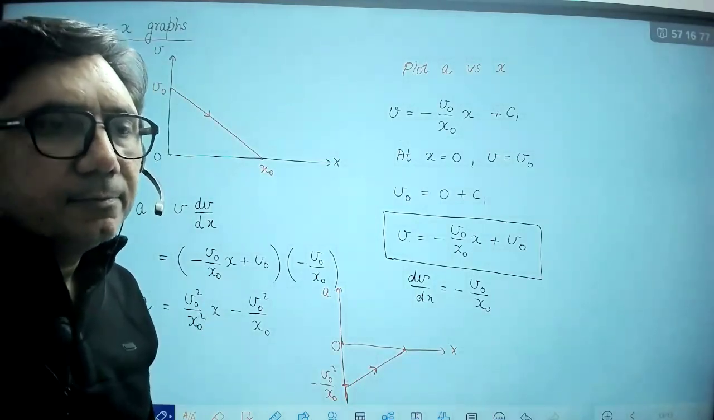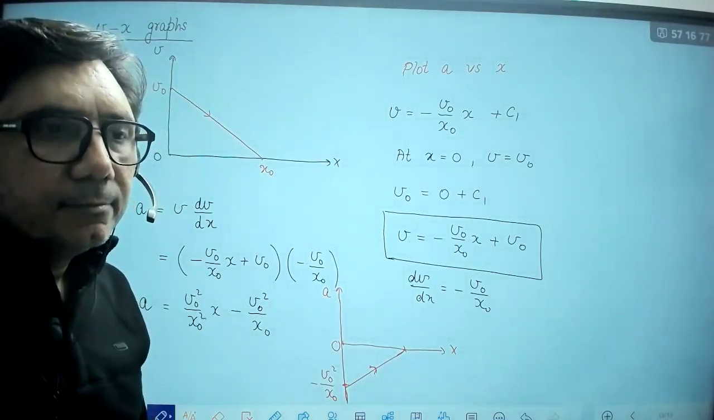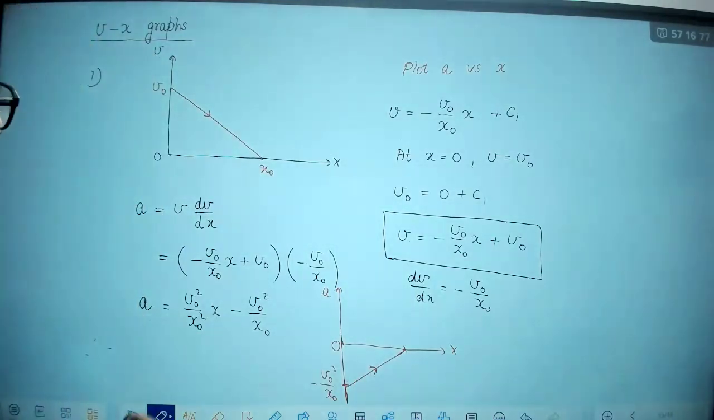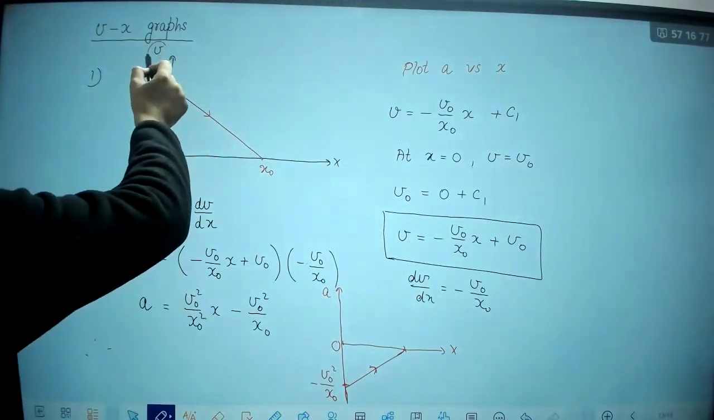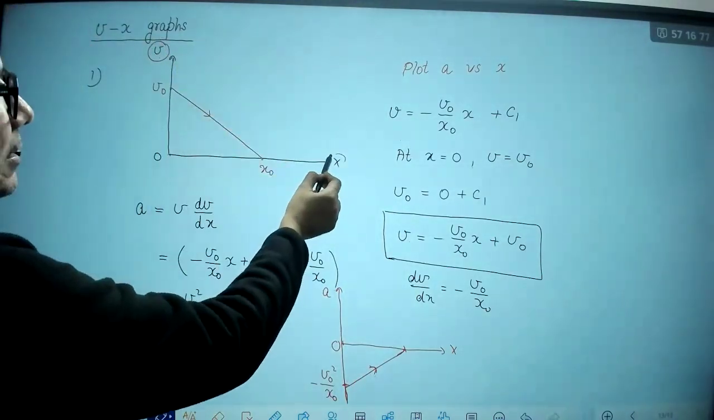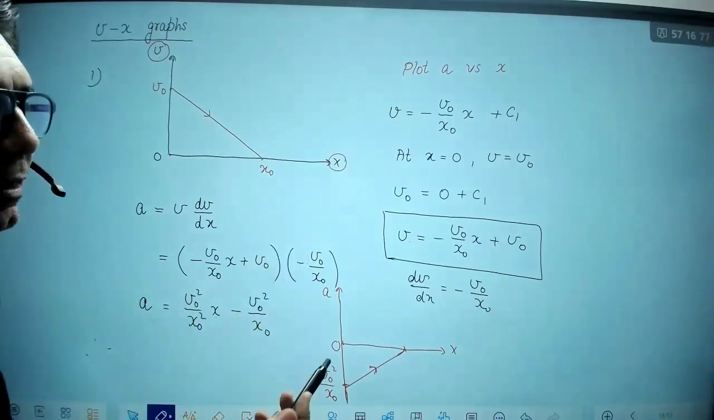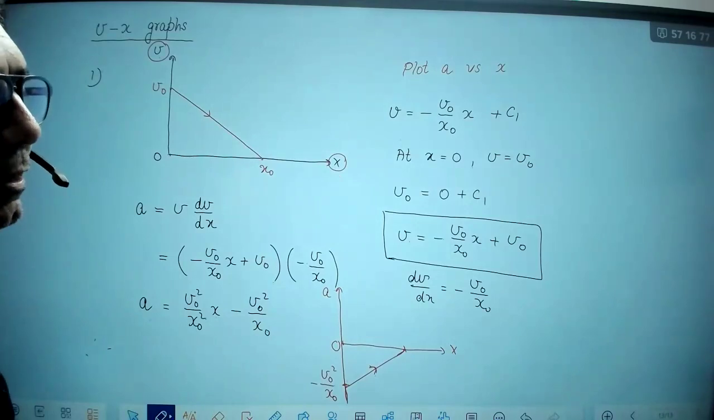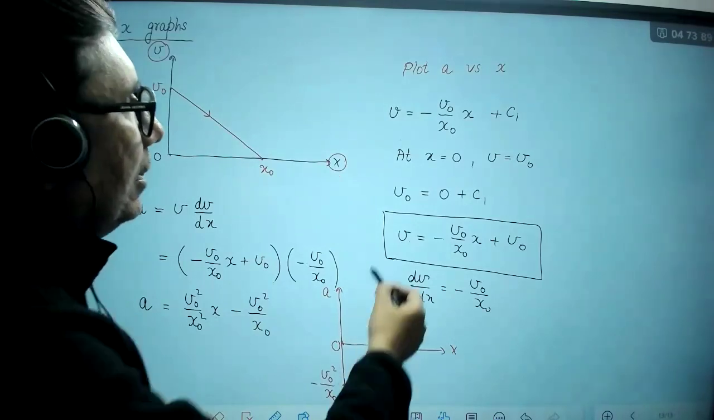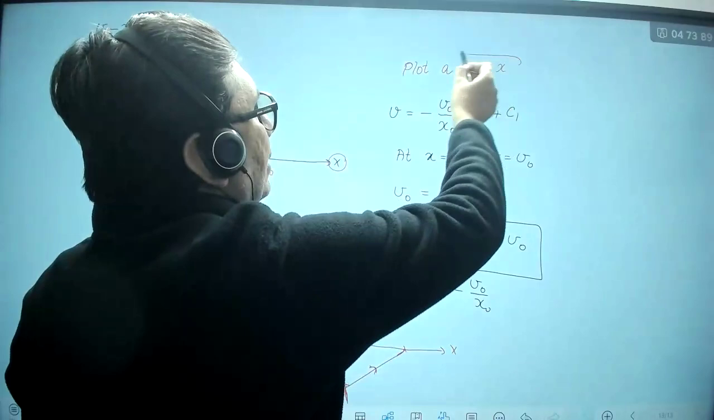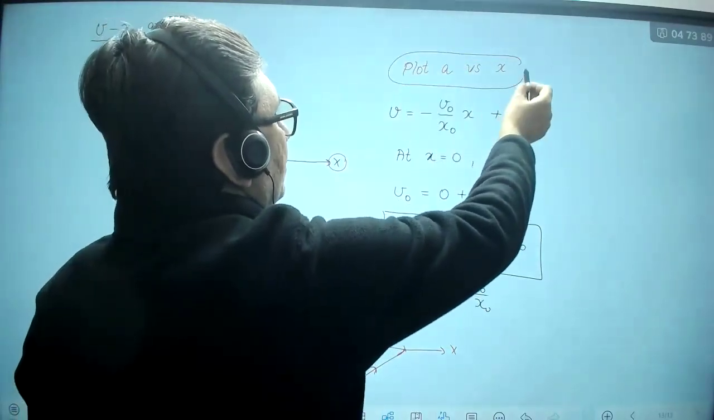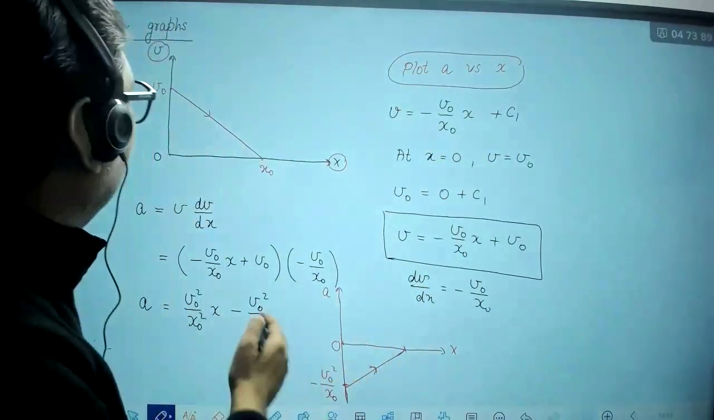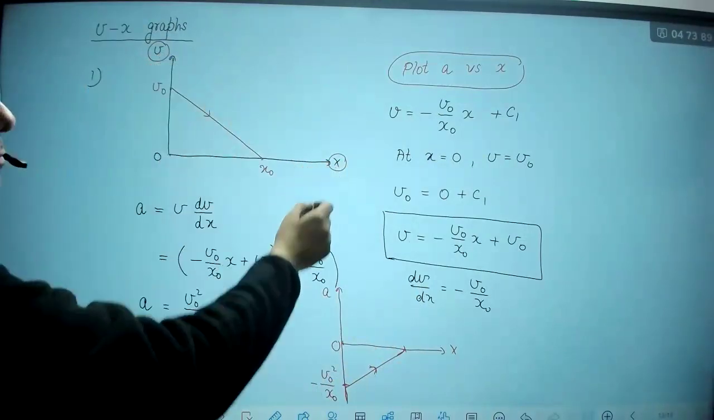Sir, yes, beta. Can you please teach this again? Try to understand here. This is velocity as a function of x. I want to find out acceleration, or I want to plot acceleration as a function of x. This is my objective.